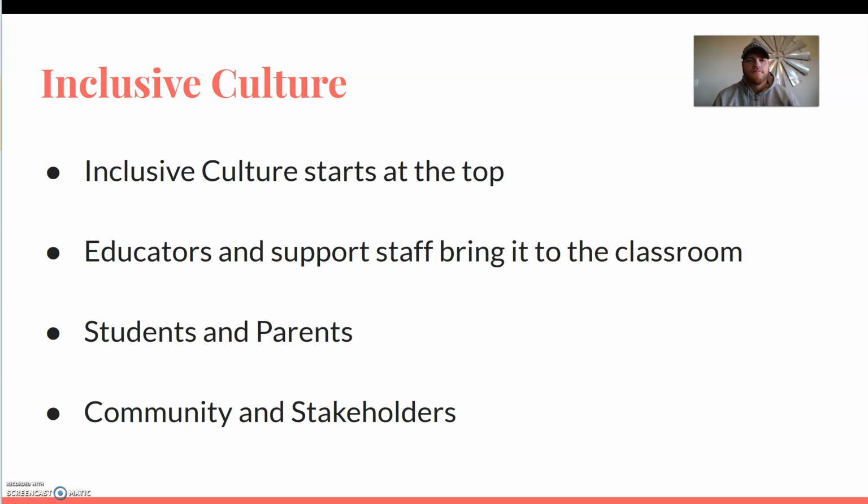Let's talk about culture. One thing I think with an inclusive culture is that it starts at the top. So your admin and even your head principal starts with this inclusive culture and starts setting the tone of what he's going to look for, she's going to look for, and what's going to be expected. Then it trickles down to educators and the support staff, and then they bring that into the classroom. So they do different techniques, and they're the forefront of this inclusive culture. Hopefully, then after students are into this classroom inclusive culture, maybe they start to take this on as well, and maybe they take it home with them and even to their parents, which they could then trickle to the community and even other stakeholders in your town that are involved in the school.